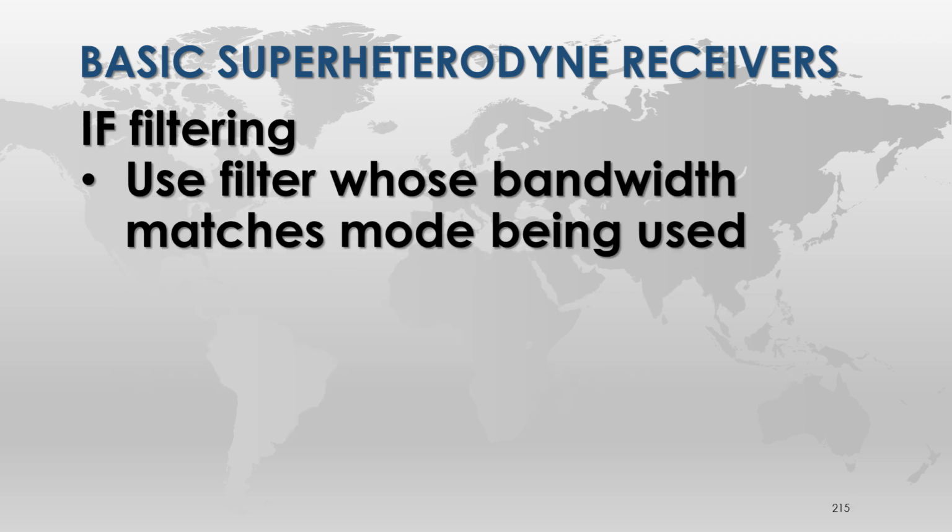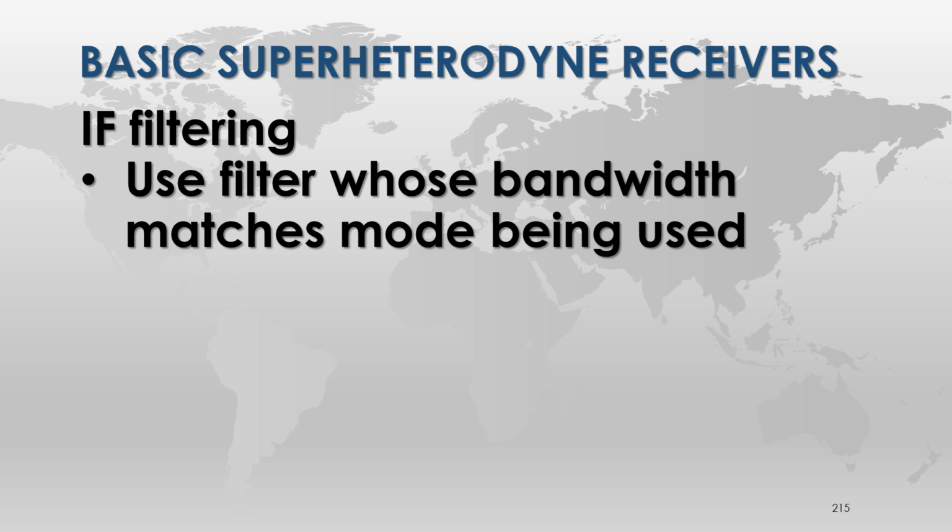IF filtering: use a filter whose bandwidth matches the mode being used. So if you're on an FM signal and you require 6 kilohertz, do you want to use a 500 hertz filter? Wouldn't work very well, would it? You just chopped out everything.